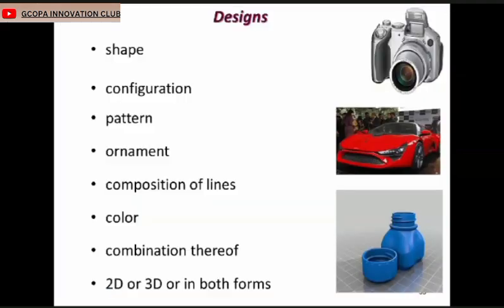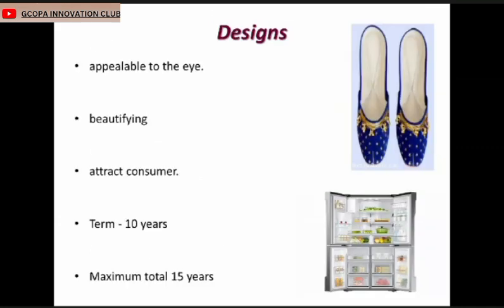Next type of IP is designs. Design is all about the outer look of the product, like shape, configuration, pattern, ornamentation, composition of lines, colors, combinations, etc., which can be applied in 2D or 3D or in both the forms. So, as you can see, design will help people to beautify the product, attract customers, and it will also reflect in the sale of the product.